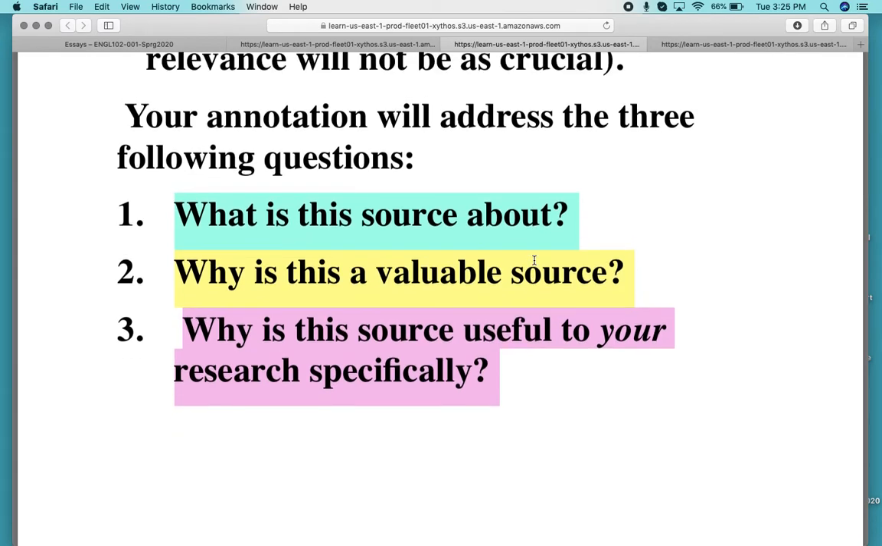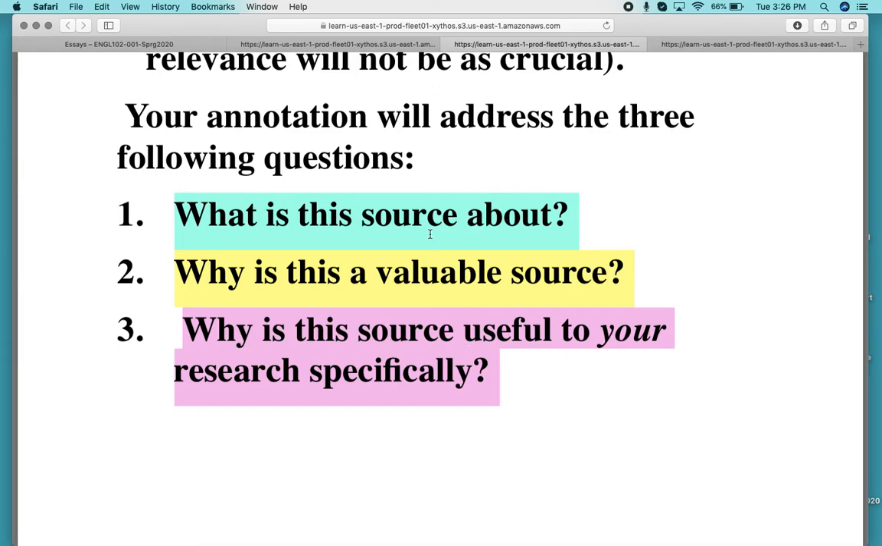This is the main thing to remember. So you have your annotated bibliography. Each citation entry should be in the same format as it would be in your MLA format works cited page, except you're going to call it annotated bibliography, not works cited. And underneath each entry, you're going to answer these questions.